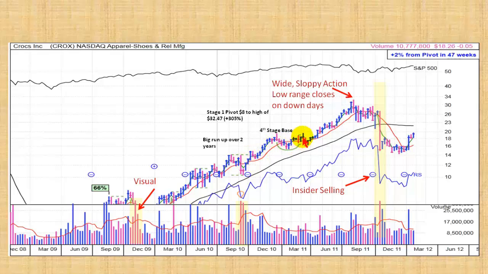After it forms this 4-stage base, it makes one more nice run up. It starts to consolidate again, giving the appearance that it might be trying to form another base. But as we all know, most late-stage bases fail, and so does this one.